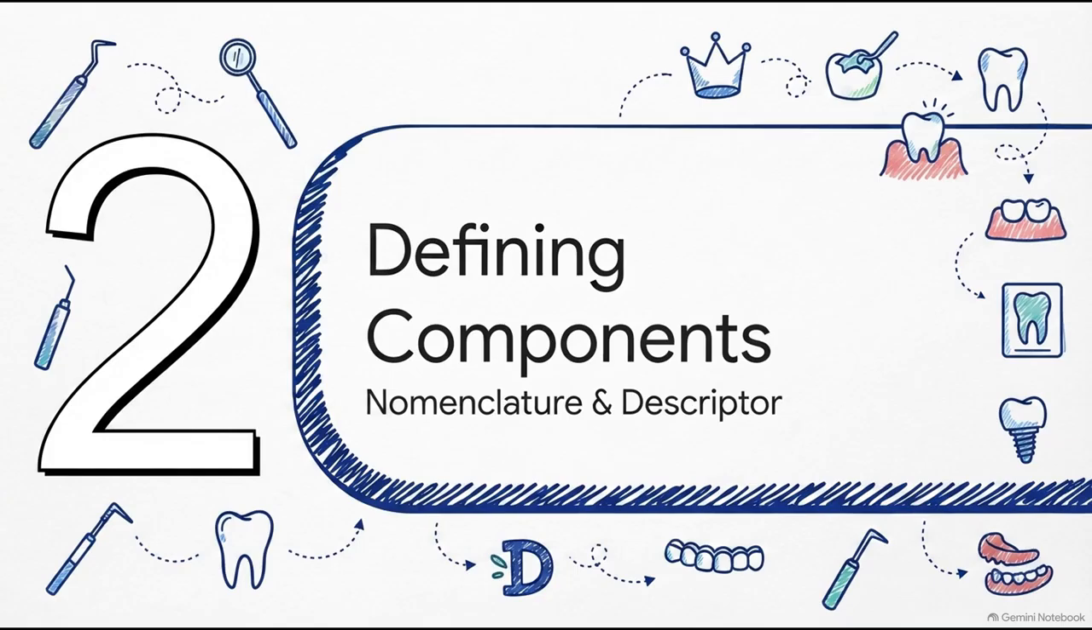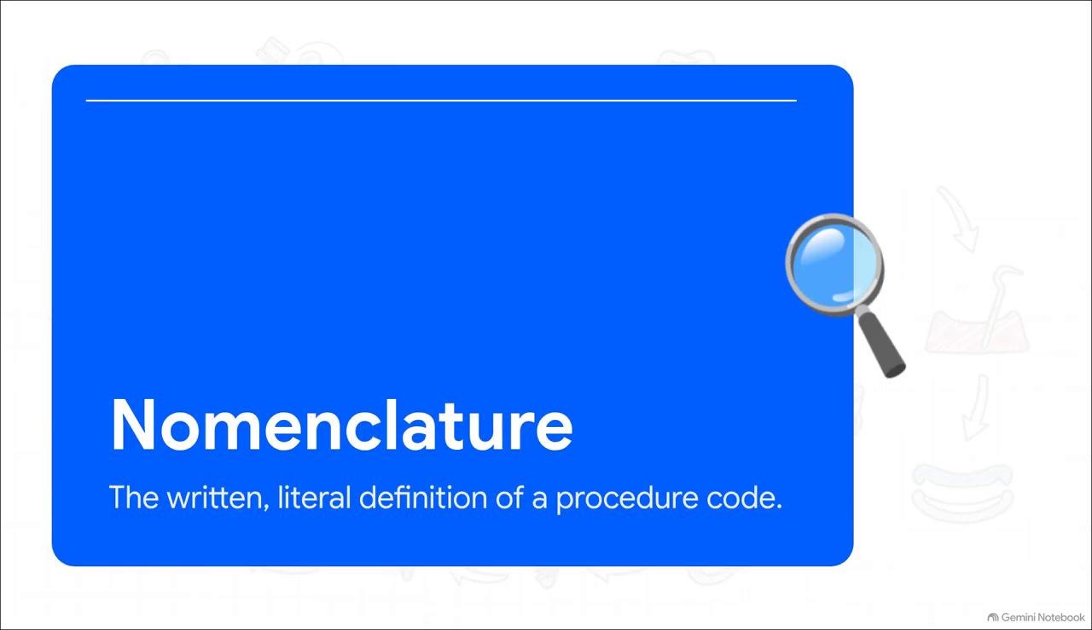Moving right along to section 2, defining these specific components. Let's see how these building blocks actually work together. The nomenclature is the written, literal definition of a procedure code. Think of it as the code's formal, official name. For our model code D1351, the nomenclature is quite simply sealant per tooth. It's brief, it's literal, and it tells you exactly what the procedure is right off the bat.